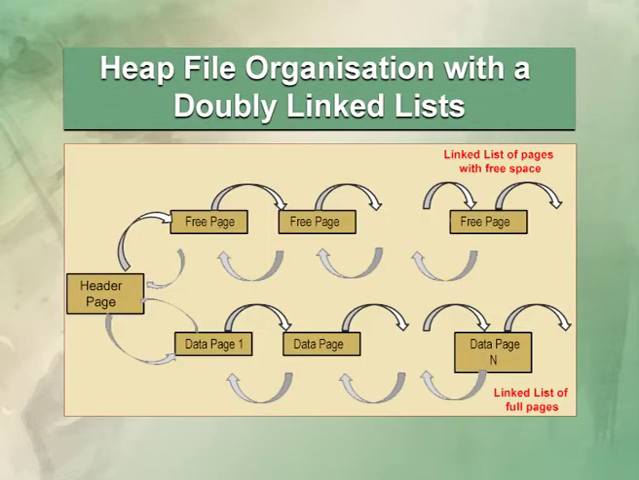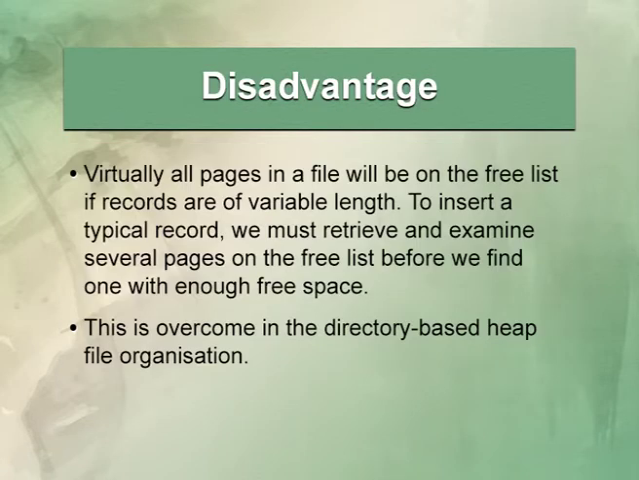This is the illustration shown here, illustrating the doubly linked list method. Just see, a header file is there, wherein the file name as well as the first pointer are stored. This is the first page, and these are the later files in which all the records follow. The disadvantage is that virtually all pages in a file will be on the free list if records are of variable length.